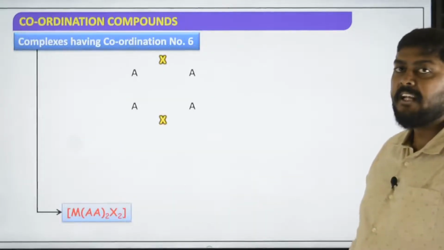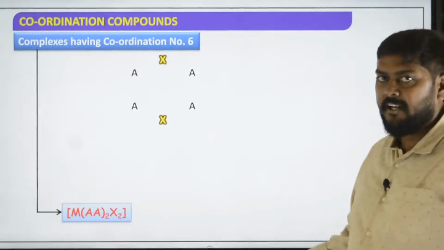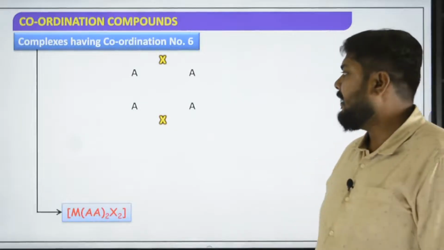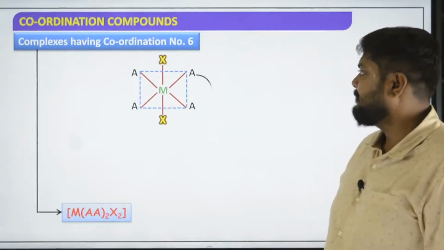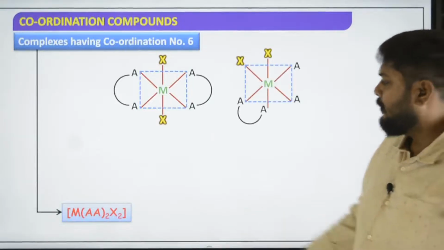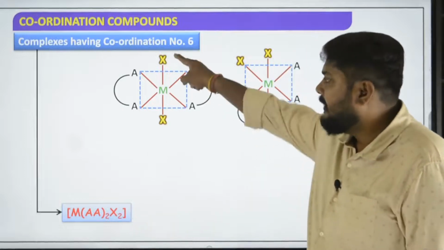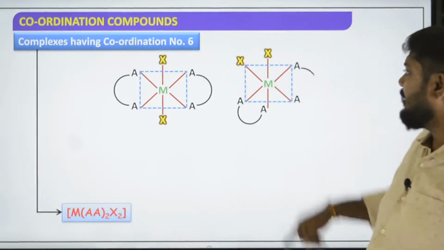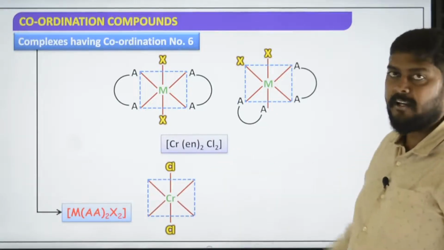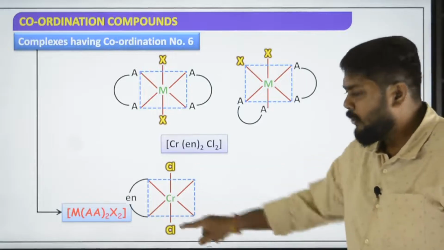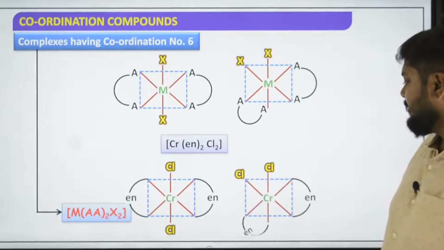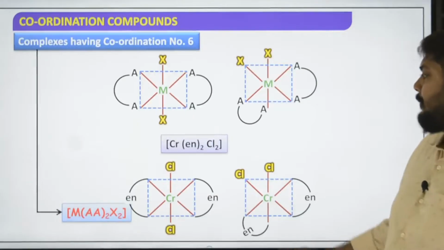Next, M(AA)2X2. AB is an unsymmetrical bidentate ligand, I said. AA is a symmetrical bidentate ligand. One example we can take is en. Same story here. We have taken M(AA)2X2, right? If X and X are opposite, it is trans; if X and X are adjacent, then it is cis, right? So Cr(en)2Cl2. En is a symmetrical bidentate ligand, right? Now Cl and Cl are opposite, so this is trans complex. If Cl and Cl are adjacent, then it will be cis complex, right?